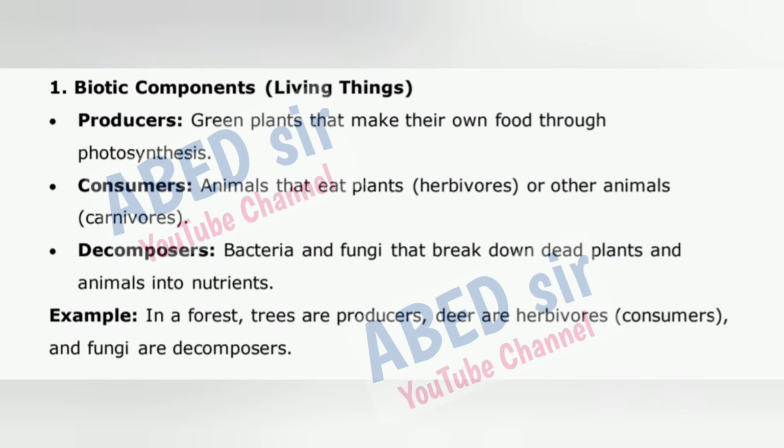Producers, green plants that make their own food through photosynthesis. Consumers, animals that eat plants, herbivores, or other animals, carnivores. Decomposers, bacteria and fungi that break down dead plants and animals into nutrients. Example: in a forest, trees are producers, deer are herbivores, consumers, and fungi are decomposers.